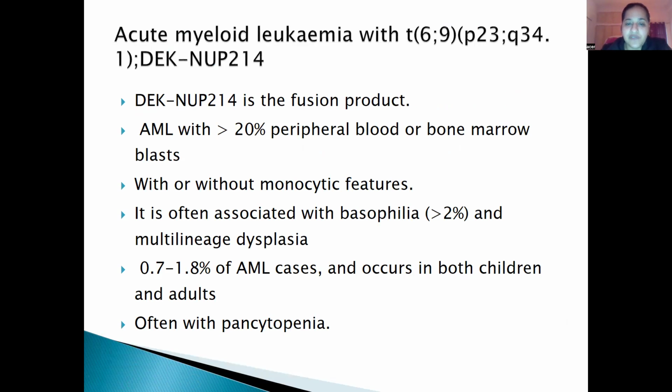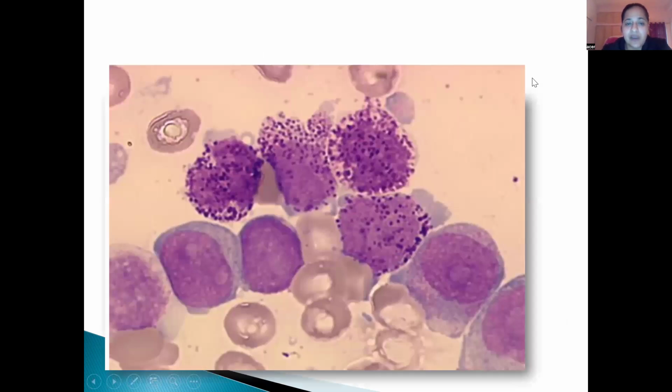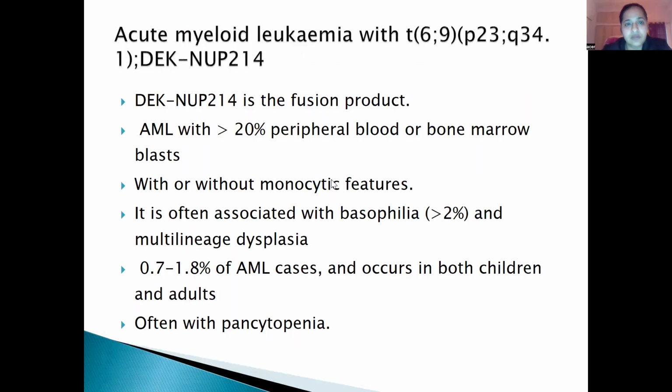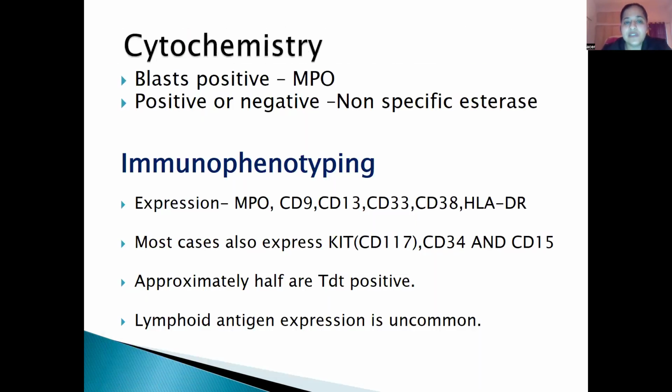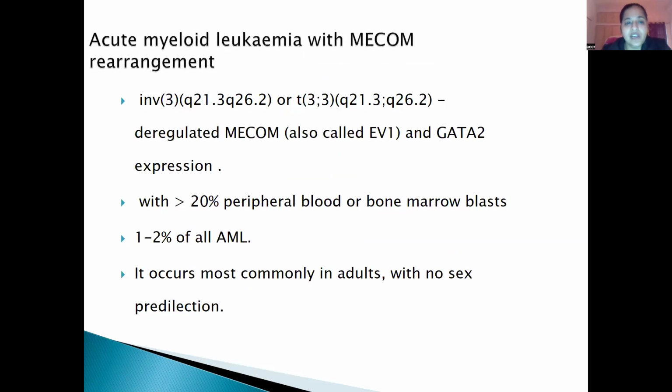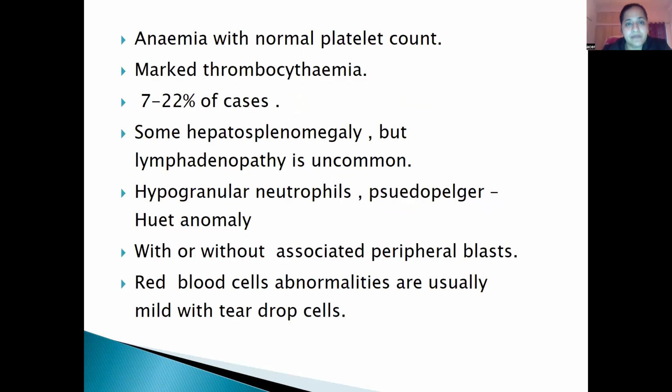With or without monocytic features, it is associated with basophilia and it presents with pancytopenia. As you can appreciate, these are the coarse granules which we can see. Blasts are positive, again expression of these markers. Okay, and these are TdT positive. Now, again with the MECOM rearrangement, these are present with or without 20% peripheral blood blasts. It occurs most commonly in adults. It has hepatosplenomegaly and pseudo-Pelger abnormality.